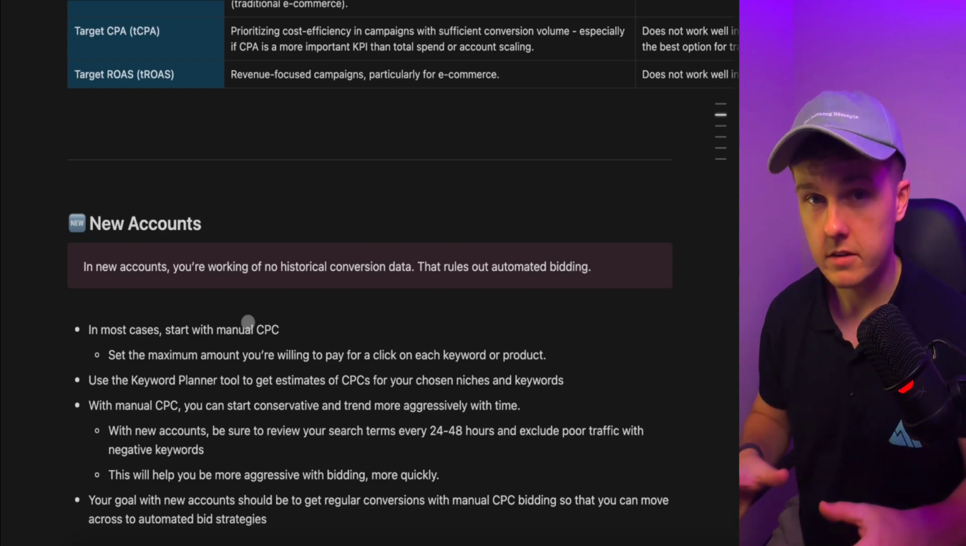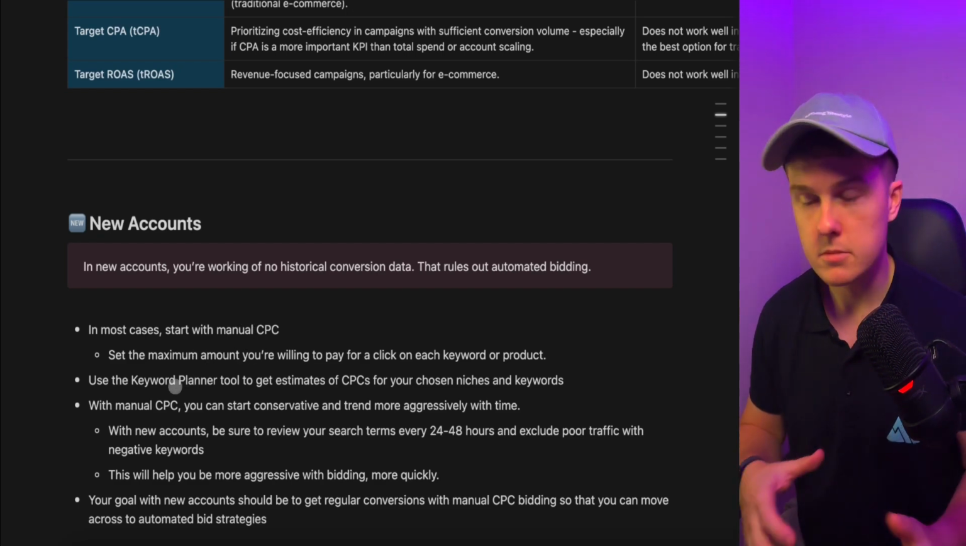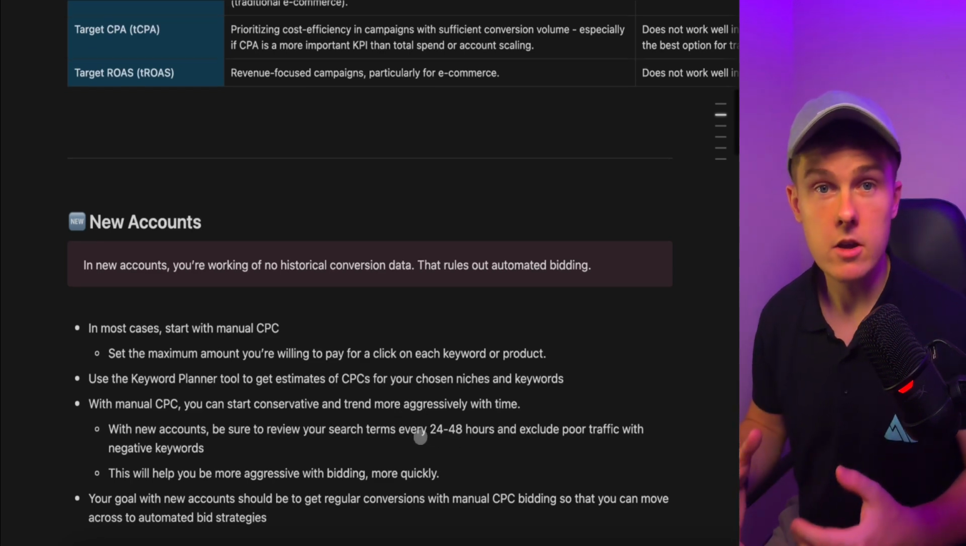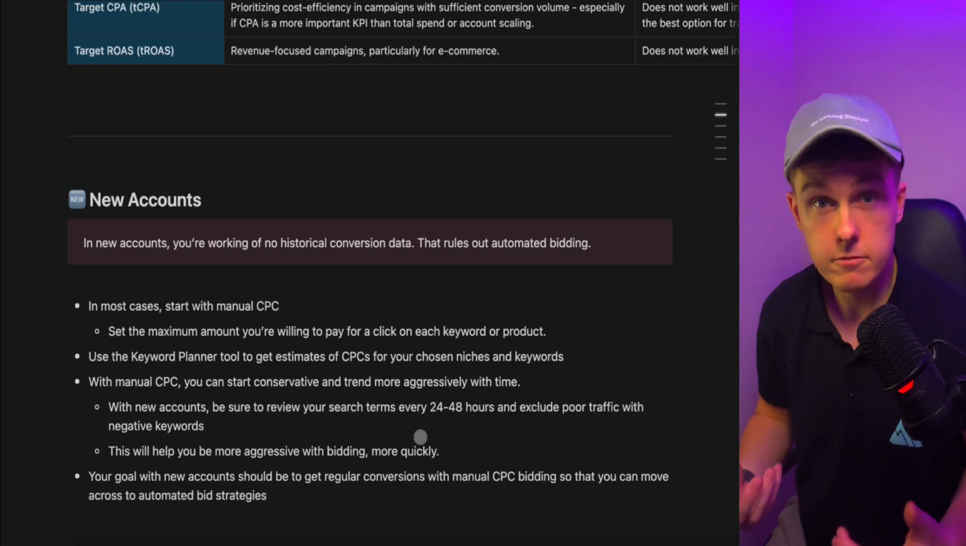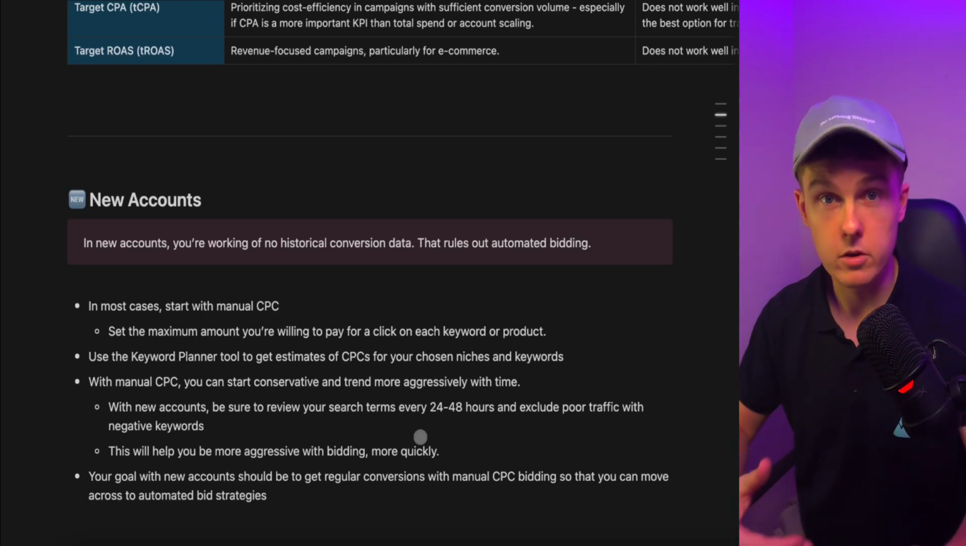You can start quite conservative with your bids depending on your goals, of course. Review your search terms every 1 to 2 days, then gently increase bids. This way you're honing in on your target traffic, you're becoming more confident in your targeting, and then as a result you're becoming more competitive with your bids.